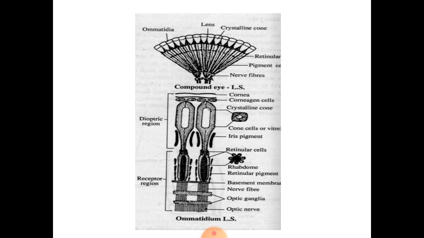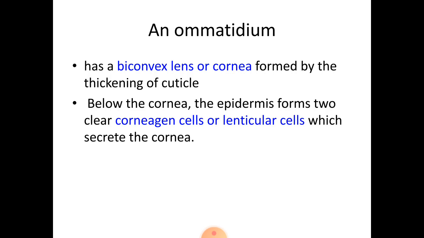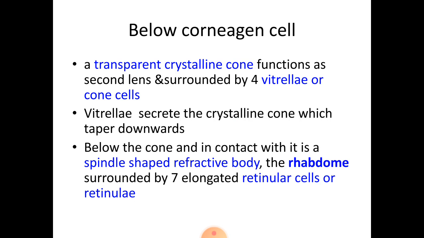This is the structure of compound eye, and that is the lateral section of a single ommatidium. An ommatidium has a biconvex lens or cornea formed by thickened cuticle. Below the cornea, the epidermis forms two clear corneagen or lenticular cells, which secrete the cornea. Below corneagen cells, there is a transparent crystalline cone which functions as second lens and is surrounded by four vitrellae or cone cells. Vitrellae secrete the crystalline cone, which tapers downwards.